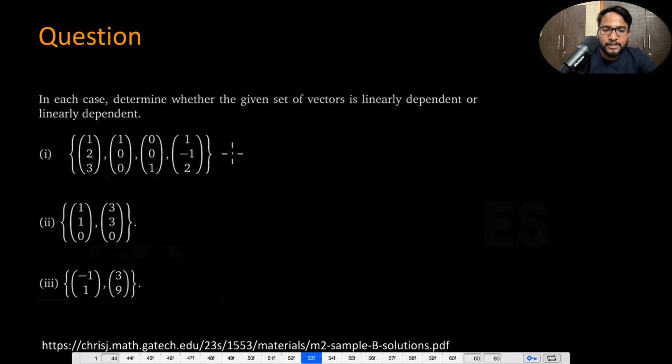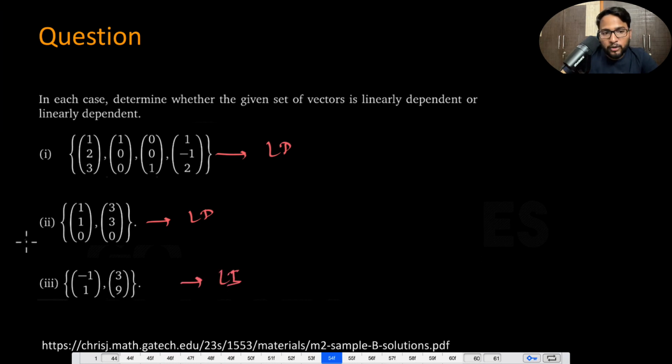Just tell me the answer of this question based on the normal intuition that we have built. So see, these are the 4 vectors, and they are in R3, so definitely linearly dependent. These are the 2 vectors. For 2 vectors, you can check. You can multiply by -3 and get this, but you cannot get this number, which is 9. That is why linearly independent.